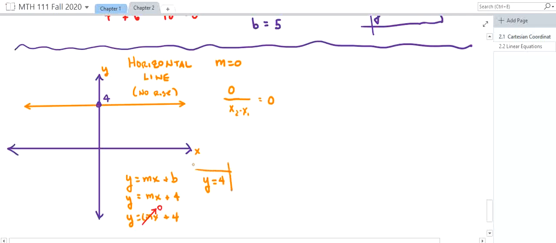So whatever intercept on the y-axis you cross with your horizontal line, that's going to be your y-intercept, and you don't have any slope.